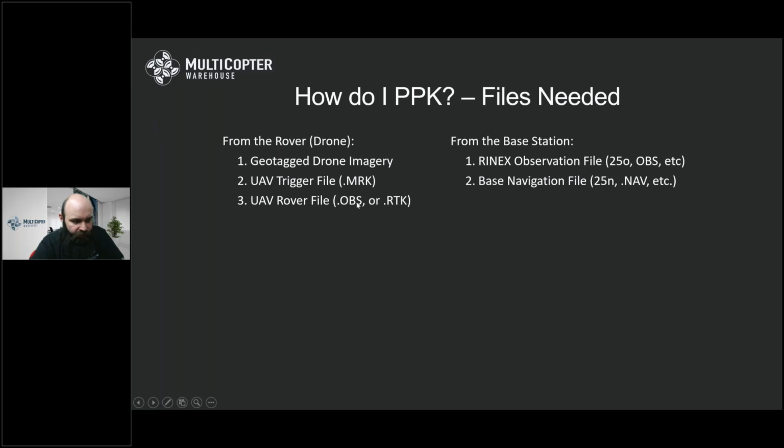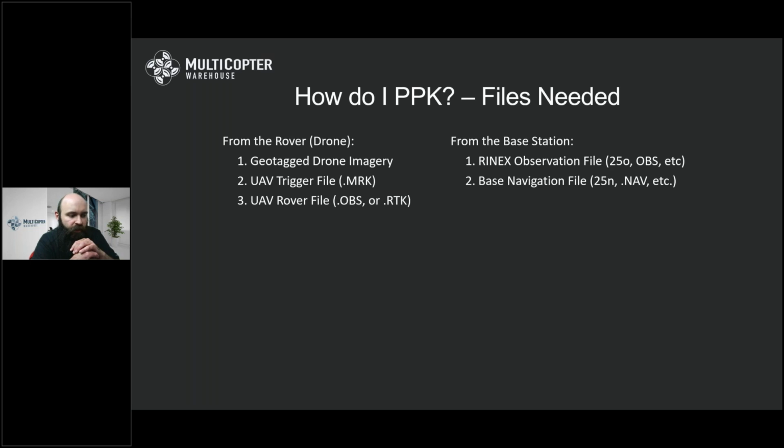Basically what that is when the drone is flying the autonomous mission, it's collecting the raw GPS data and it's also flying its route and taking pictures. The mark file or the trigger file is basically a timestamp of every time that one of the photos was taken with extremely high accuracy in the time. And then it's also telling us a rough location of where that picture was taken.